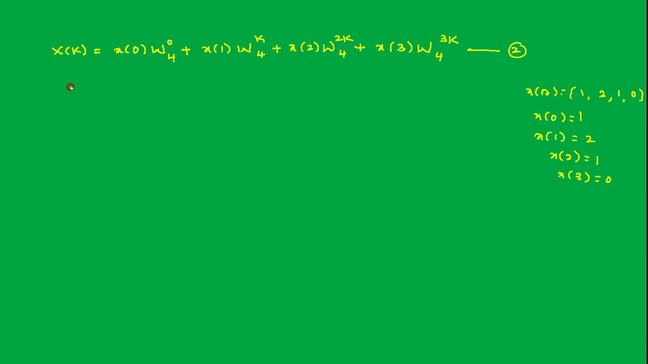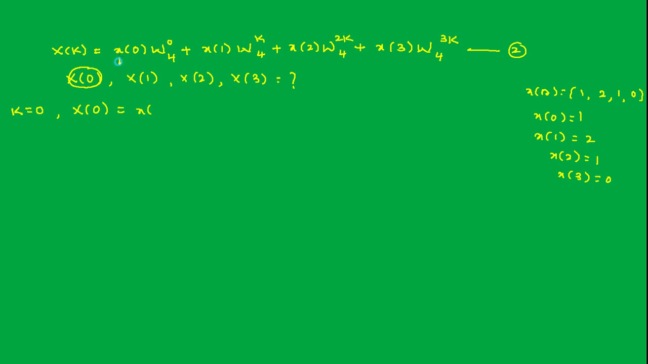So what are the DFT values? 4-point DFT values. You will get capital X of 0, capital X of 1, capital X of 2, capital X of 3. So these values you have to calculate. How to calculate the first sample of the DFT sequence X of 0? Just substitute k is equal to 0, right? So by substituting k is equal to 0, you will get capital X of 0.